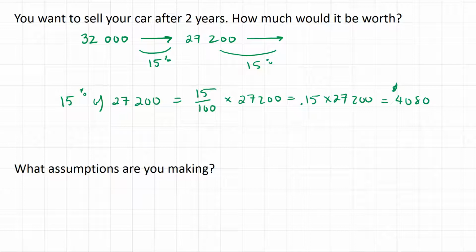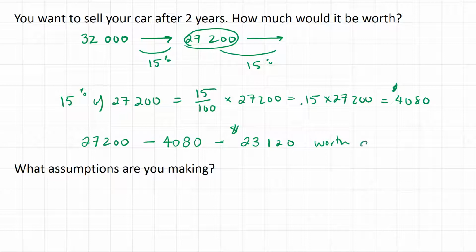How much is it worth after 2 years? Well, at the beginning of the second year, it started at $27,200, and then you're going to subtract how much money it depreciated, and you get $23,120. That's how much it is worth after 2 years.